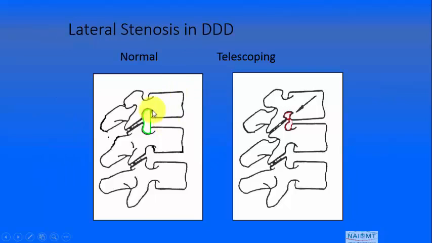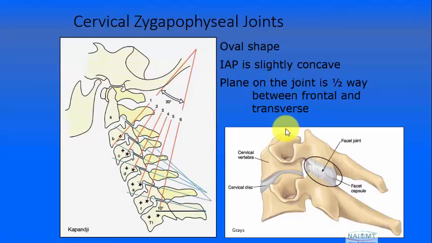In the normal intervertebral foramen with a full height disc, there is plenty of space. However, when we narrow the disc space, we often find that the opening gets significantly smaller. The facet joint, zygapophyseal, Z joint, is about the size of a pea. It's oval shape, and the inferior articulating process is slightly concave, as seen here.